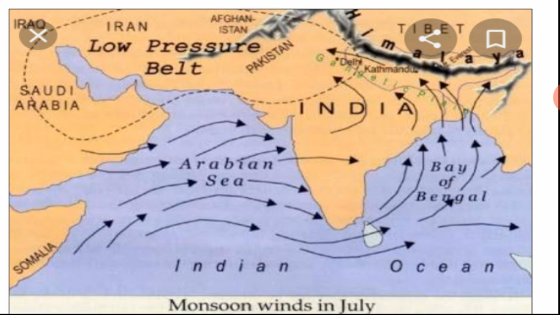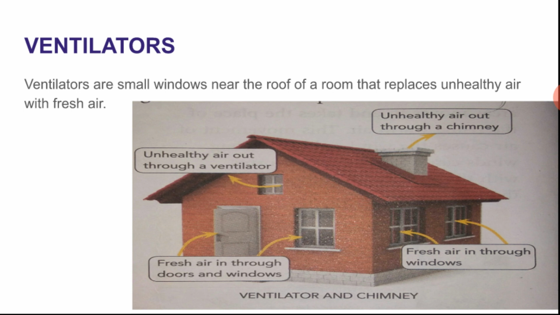Now next is ventilator. Ventilators are small windows near the roof of a room that replace unhealthy air with fresh air. So ventilators are there, windows are there in your house, then chimneys are made. So these all are for the ventilation.